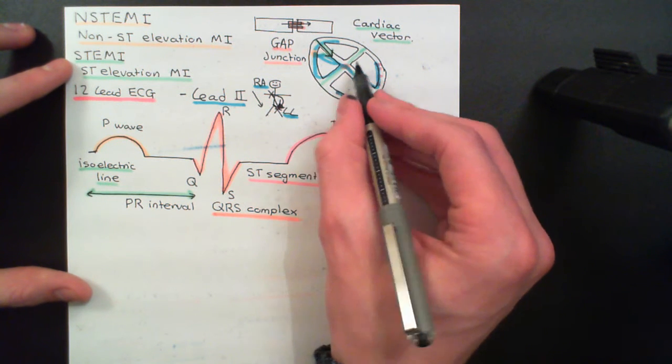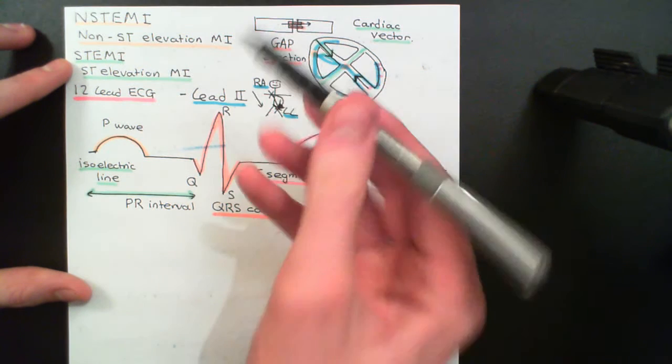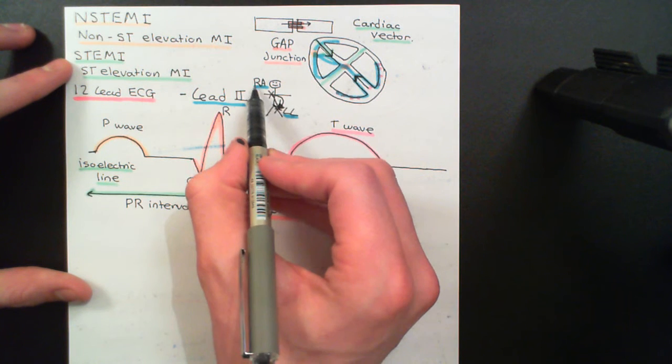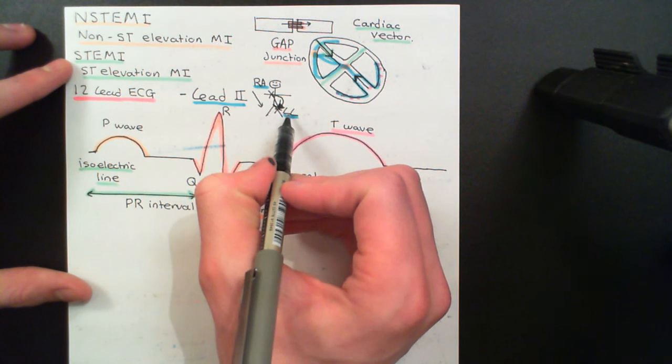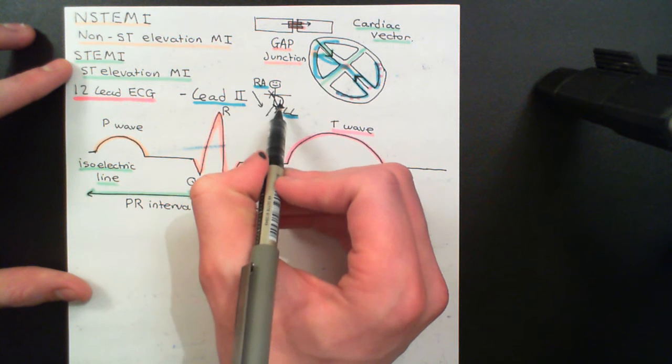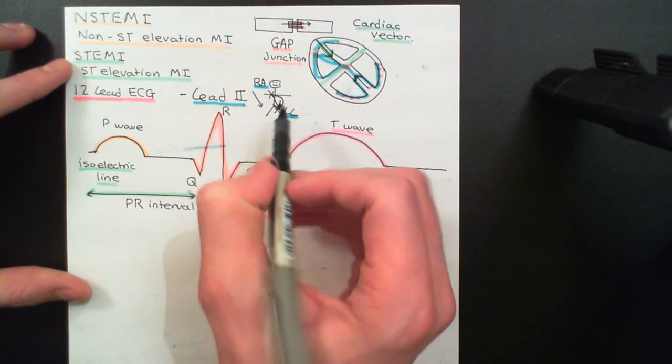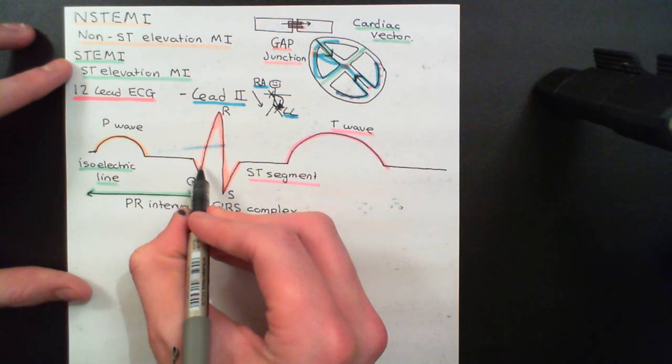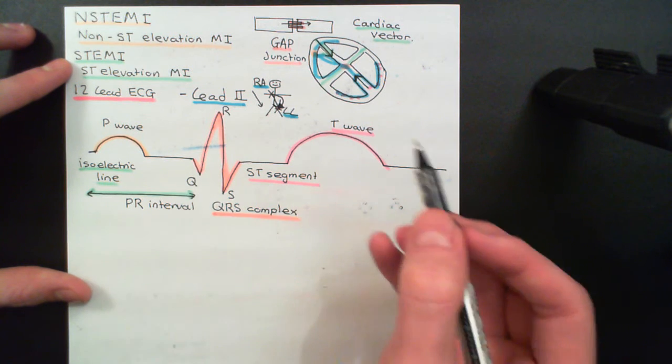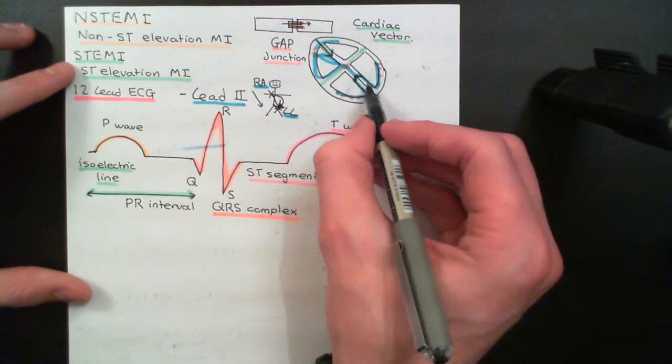So of course that means that you're getting positive charge moving in the opposite direction. You're moving positive charge overall towards the right arm and away from the left leg. So now you create a negative electrical potential difference transiently between the right arm and the left leg, which is why you get this downward deflection here. Okay, so that's the Q wave.